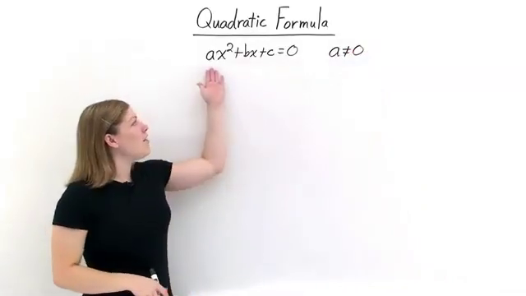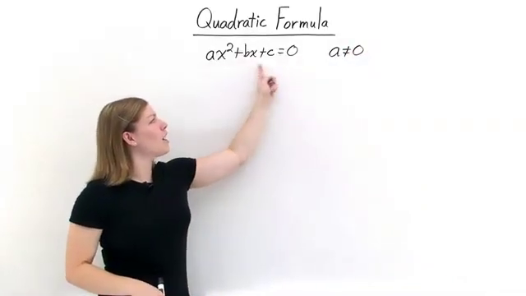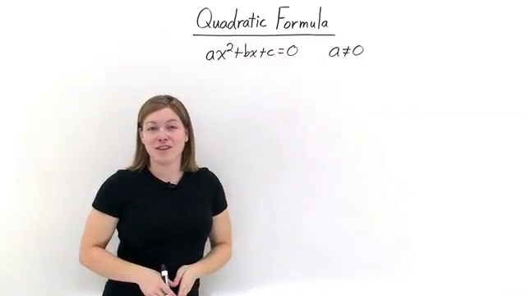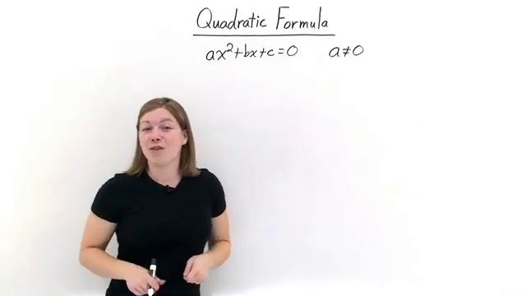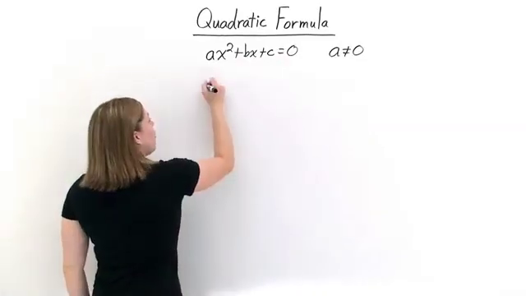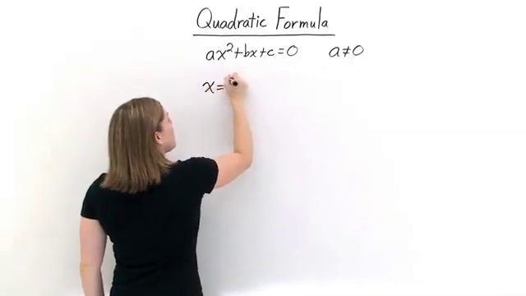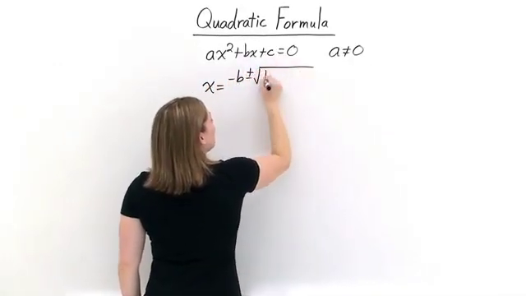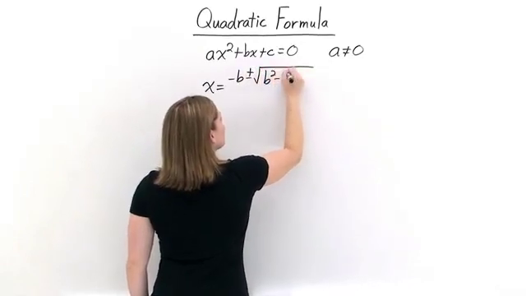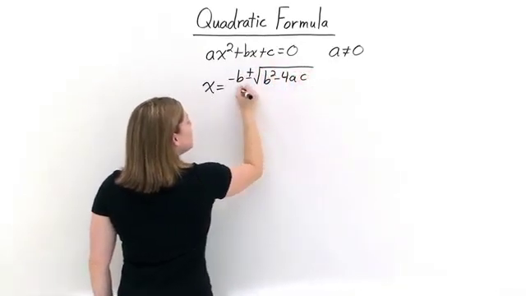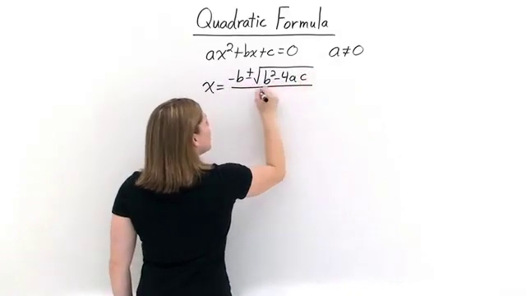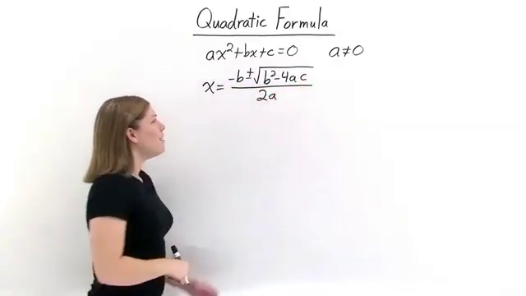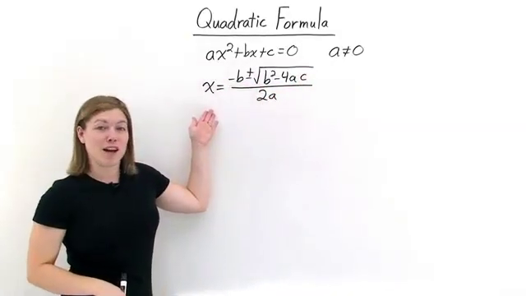So, we need to have it of this form. Our quadratic equation needs to be set equal to 0. Now let's look at that quadratic formula. The quadratic formula is x equals negative b plus or minus the square root of b squared minus 4 times a times c, all divided by 2 times a. This is the quadratic formula.